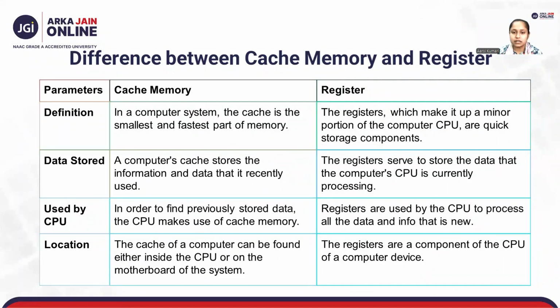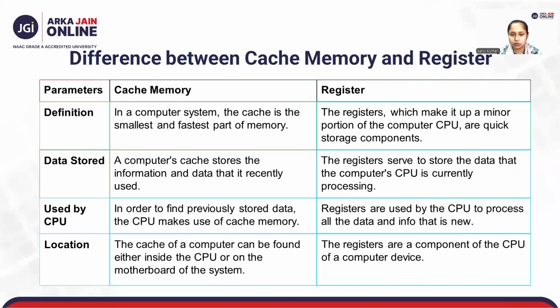Definition. In a computer system, the cache memory is the smallest and fastest part of the memory. The register makes up a minor portion of the computer CPU, a quick storage component. Data storage: a computer cache stores the information and data that is recently used. The register serves to store data that the computer CPU is currently processing.